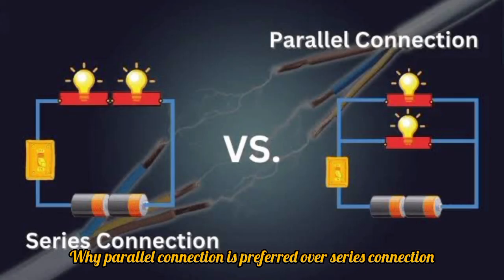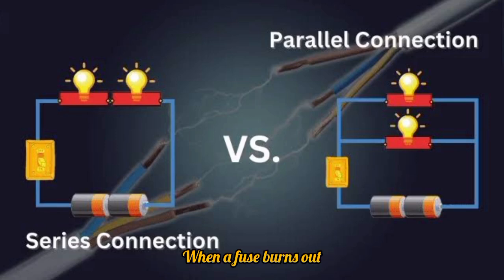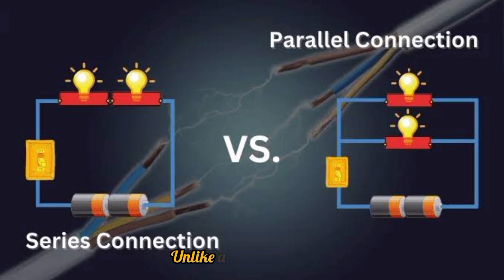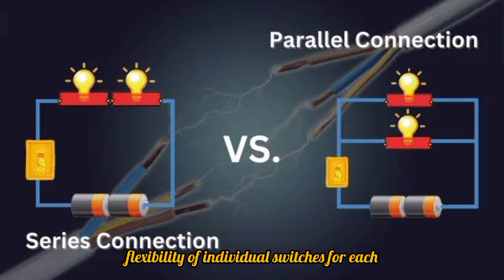Why is parallel connection preferred over series connection? When a fuse burns out, typically due to high current, the appliance it protects remains undamaged because the current no longer reaches it. Unlike a series connection, which is all or none, a parallel circuit connection provides the flexibility of individual switches for each load and appliance.